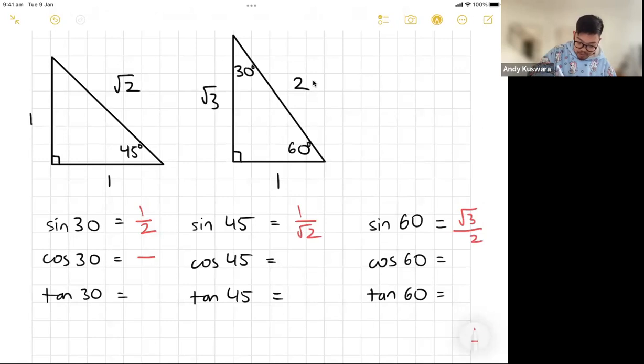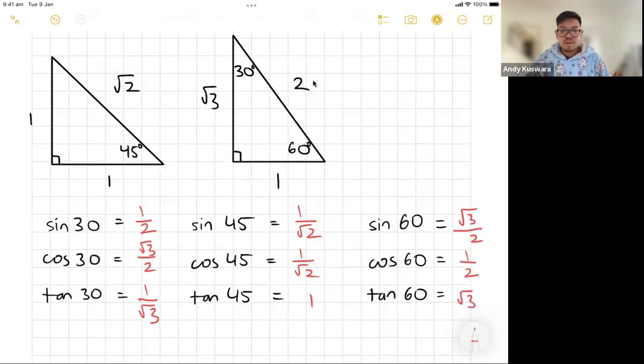I know that cos 30 is going to be root 3 on 2, cos 45 is going to be 1 on root 2, cos 60 is going to be a half. By the way, if you haven't yet, give it a pause and see if you can complete the other three, or go back and see if you can figure out all these other ones. Tan 30 should be 1 on root 3, tan 45 should be 1, and tan 60 should be root 3. Hopefully you got those correct. Okay, moving on.